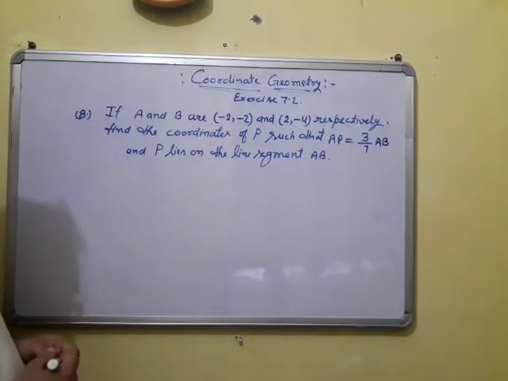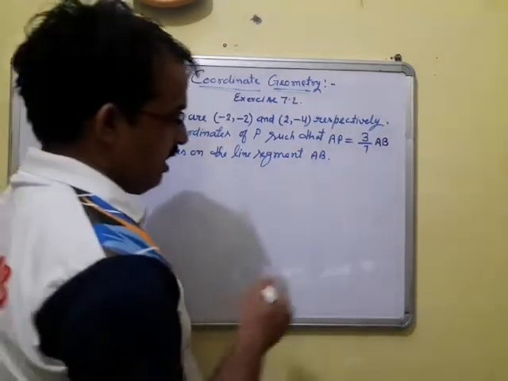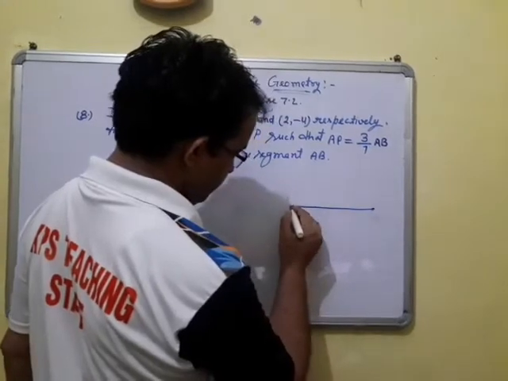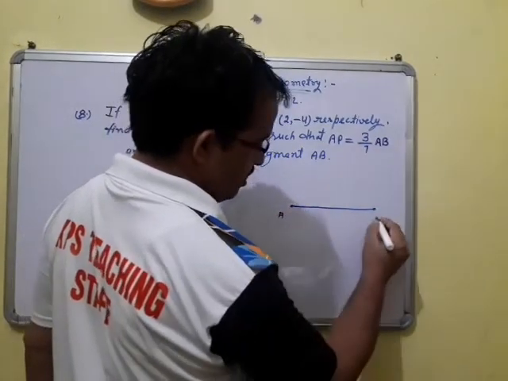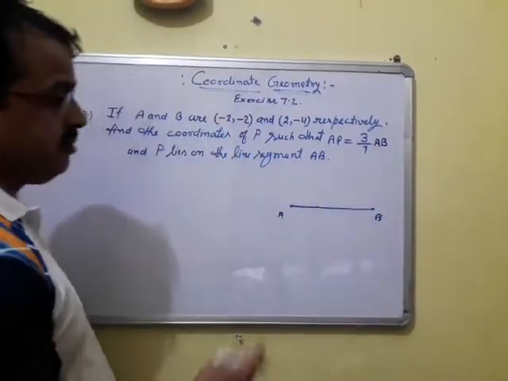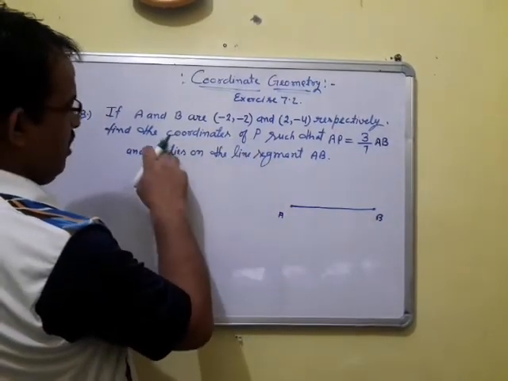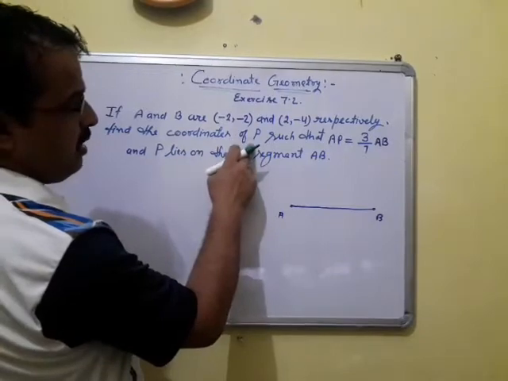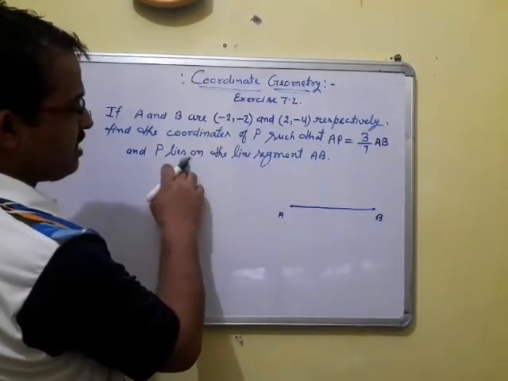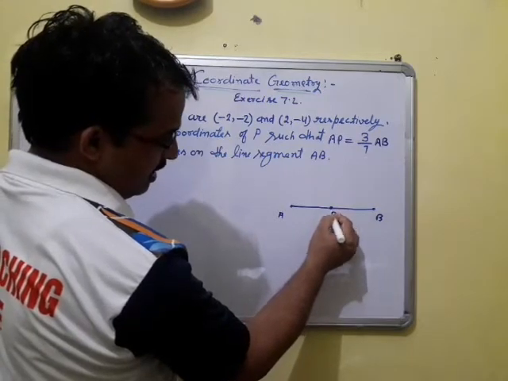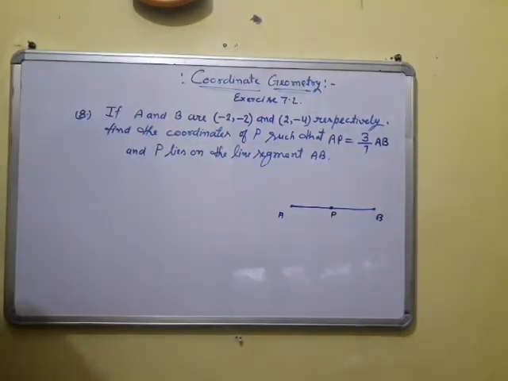Here it says a line segment is given. Here is the line segment AB. The line segment AB is given here, clear? And P, find the coordinates of P. P lies in this segment. P lies at this point on the line segment, okay? Point P lies here, clear?